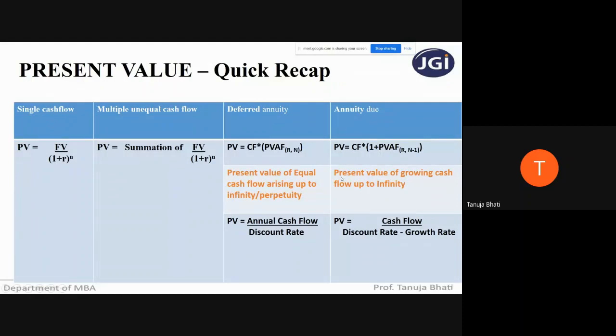Similarly, for present value of growing cash flow up to infinity in case of perpetuity, where there is a growth rate, the formula will be present value is equal to cash flow divided by discount rate minus growth rate. So this was the complete quick revision of the formulas of present value. Now let us move ahead with the problems.